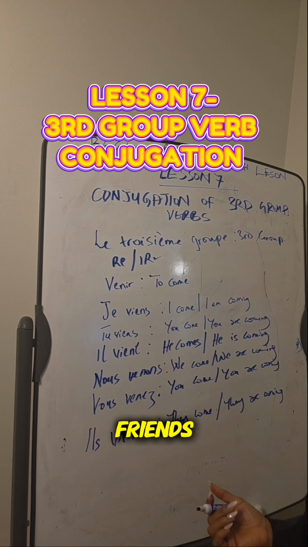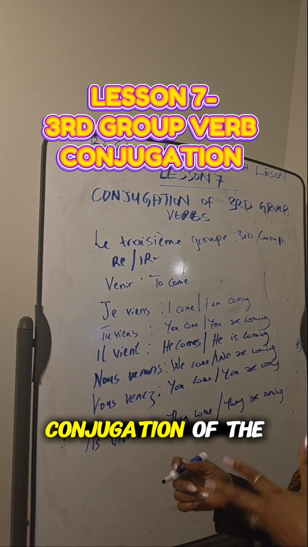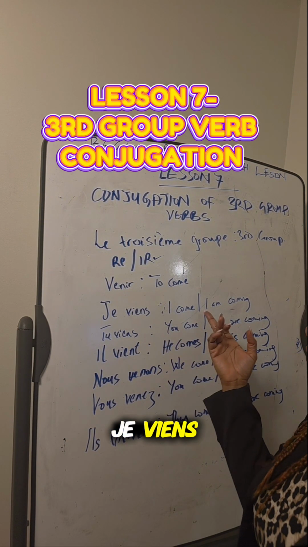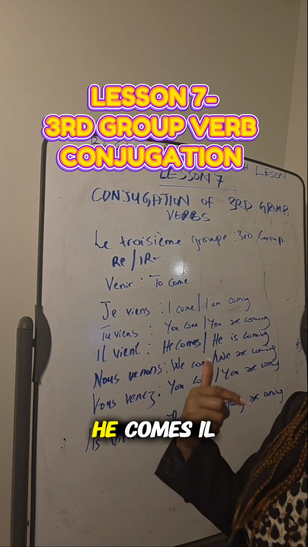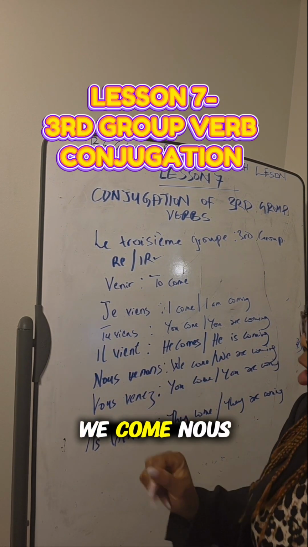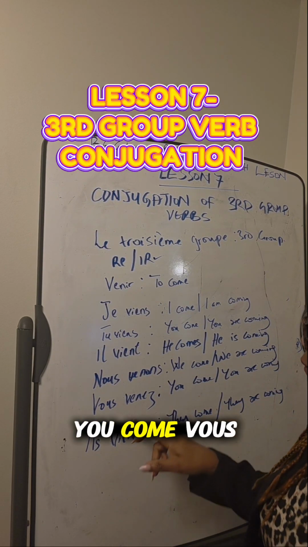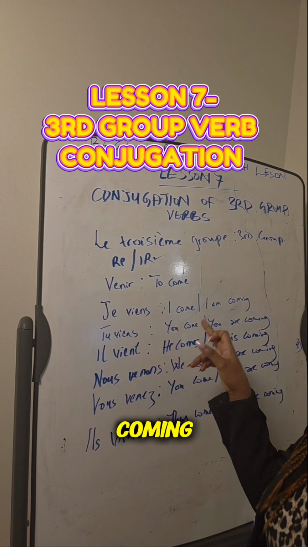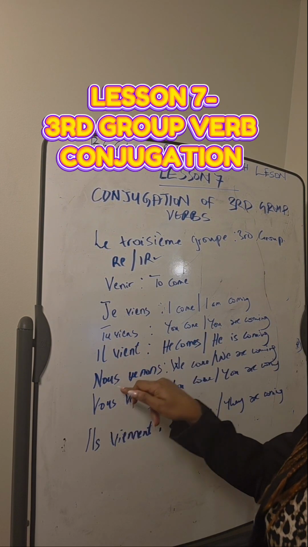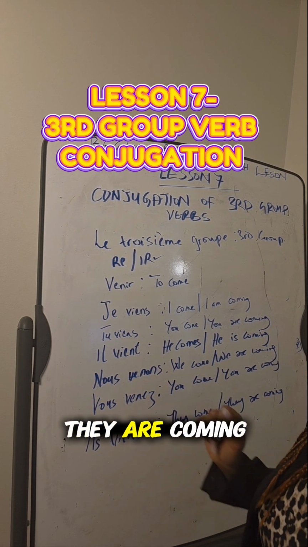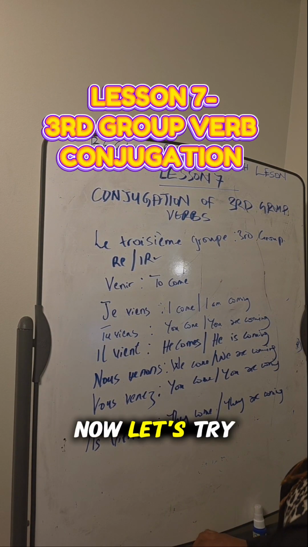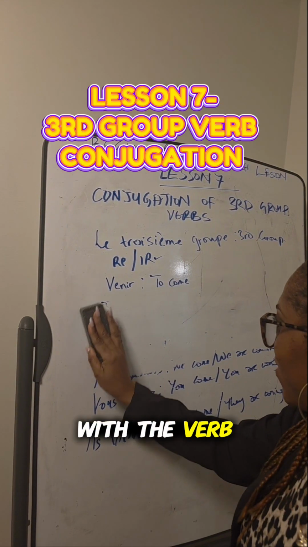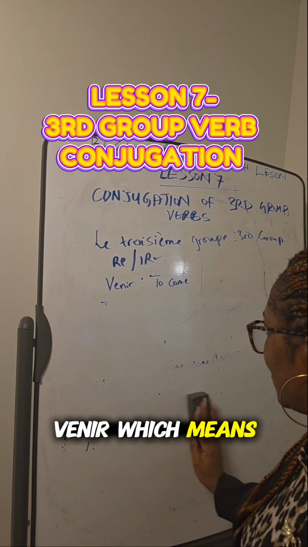And this, my friends, is how you do your verb conjugation of the present tense in French. So, I come, je viens. You come, tu viens. He comes, il vient. We come, nous venons. You come, vous venez. They come, ils viennent. And this also means I am coming, you are coming, he is coming, we are coming, you are coming, they are coming. Now, let's try to make sentences in the present tense with the verb venir, which means to come.